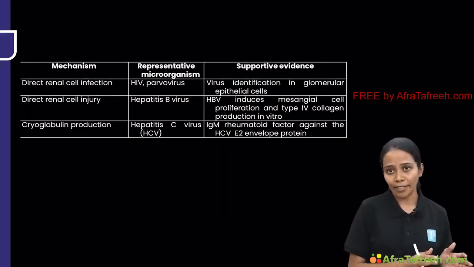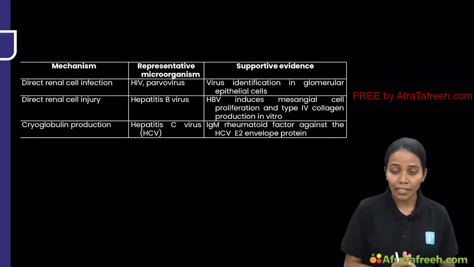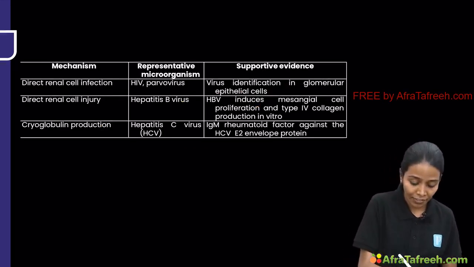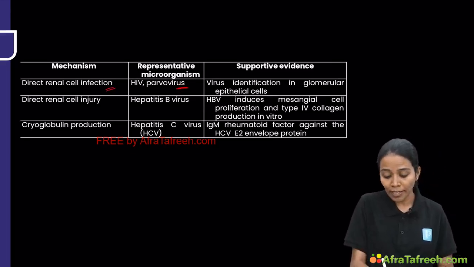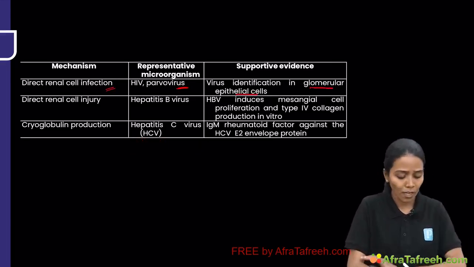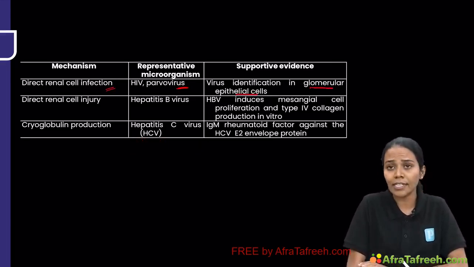Now, this is about bacteria. What happens in viruses? There can be direct renal cell infection, okay, especially in HIV and parvo, because the virus got identified in the glomerular epithelial cells. There can be direct renal cell injury. First is infection, second is injury.